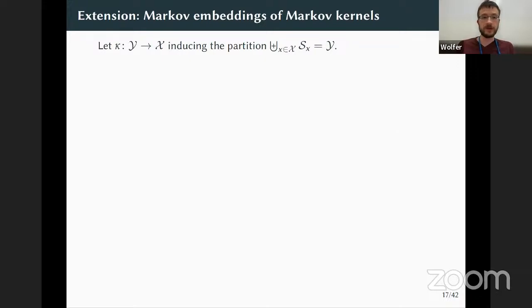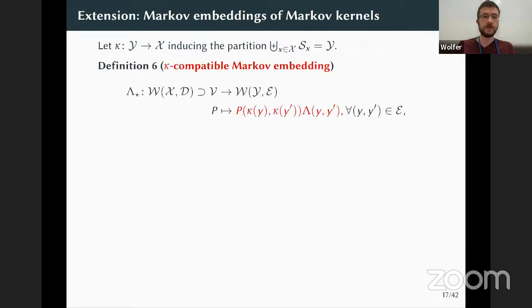Now, we wish to extend all these ideas to Markov chains. So first, the idea of an embedding. For some given lumping function kappa from Y to X, we define the kappa compatible Markov embedding as follows. It takes a transition matrix in the original space, and the resulting matrix in the destination space is defined as the transition probability of the lumped point, but here we have to multiply by some matrix lambda.